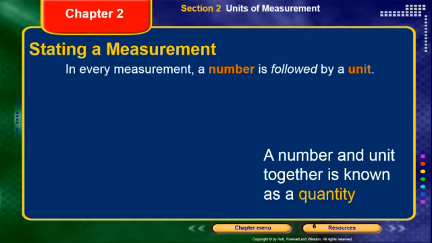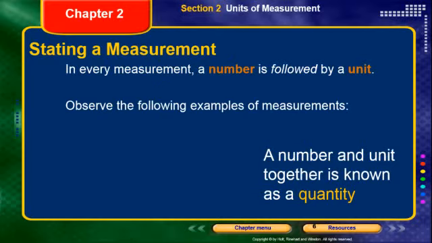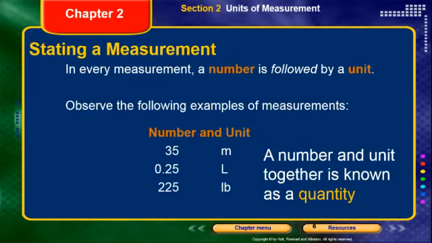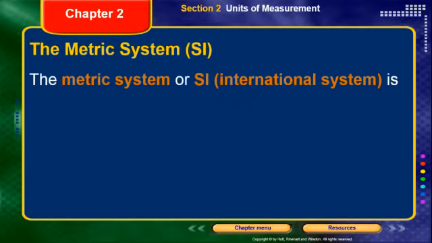In every measurement, a number is followed by a unit. Okay, always a number and always a unit for every single measurement. So observe the following examples of measurements. A number and unit, these are two columns. We have 35 meters, 0.25 liters, that's volume, like a liter of cola. 225 pounds, that's going to be weight. 3.4 hours, that will be time. If you see a number and a unit together, this is known as a quantity, all right? Remember that from your objectives.